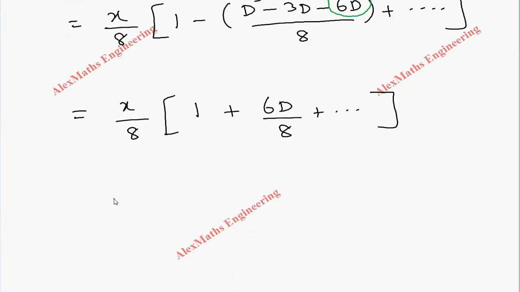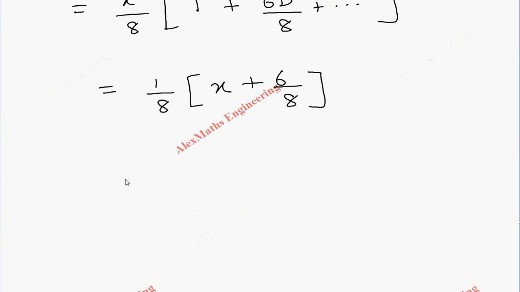Then x will multiply inside. So 1 by 8 let it be outside. So this is x plus, when I multiply x inside, differentiation of x once is 1. So it will become only 6 by 8. And after cancelling this, we get 1 by 8 into (x plus 3 by 4).